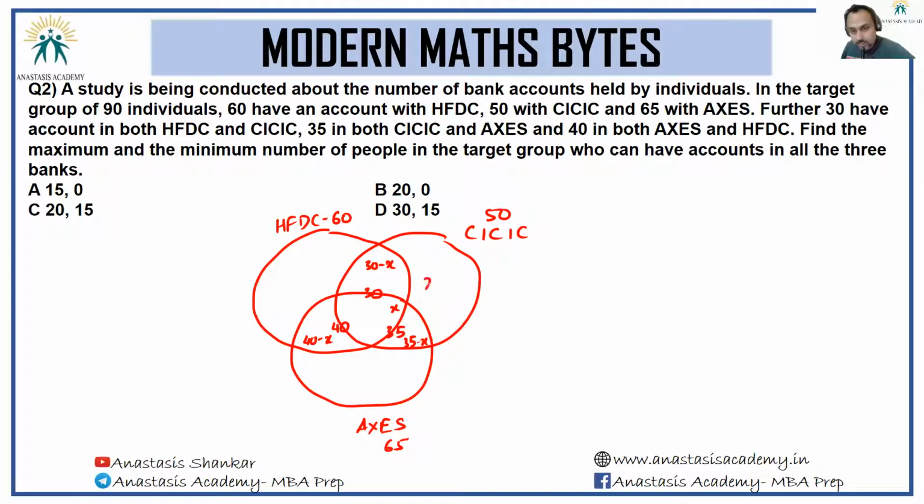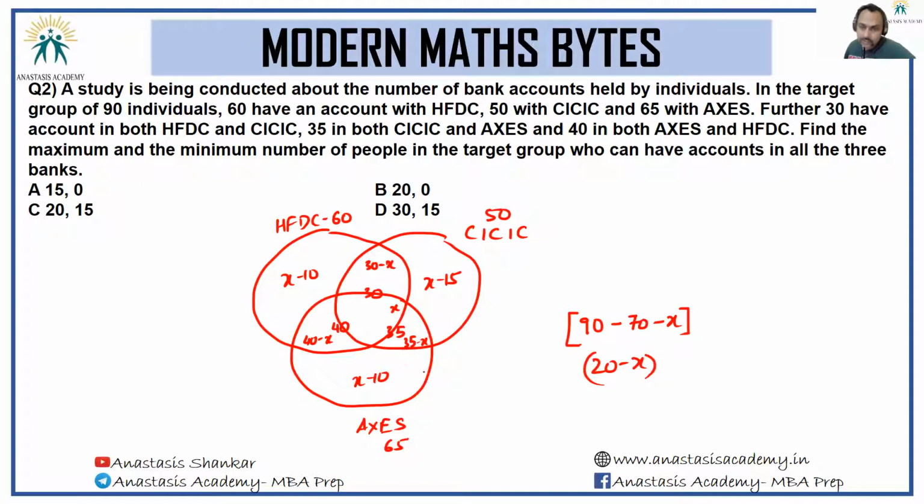So this region here will be X minus 15. This region here will be X minus 10. This region here will be X minus 10. But never forget, there is also a region on the outside that you have to take care of. This is 65, 30, 10. So 5, 70 plus X. So the region on the outside is going to be 90 minus 70 minus X, or altogether 20 minus X.